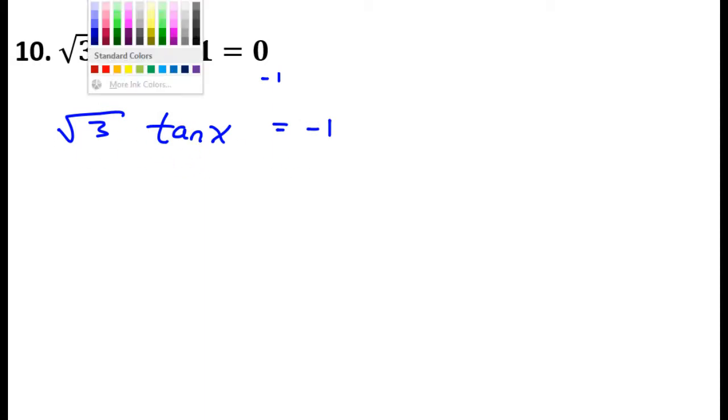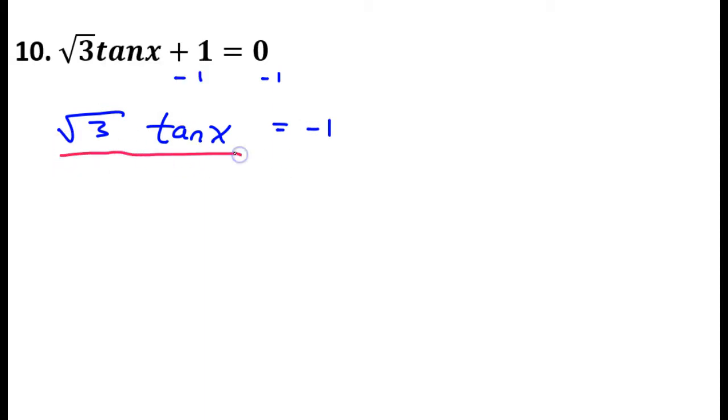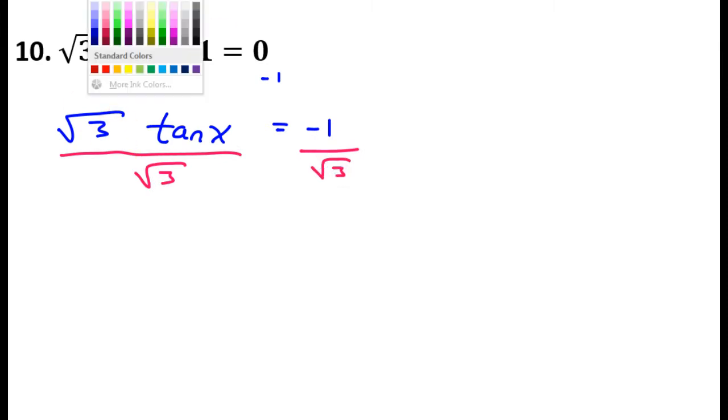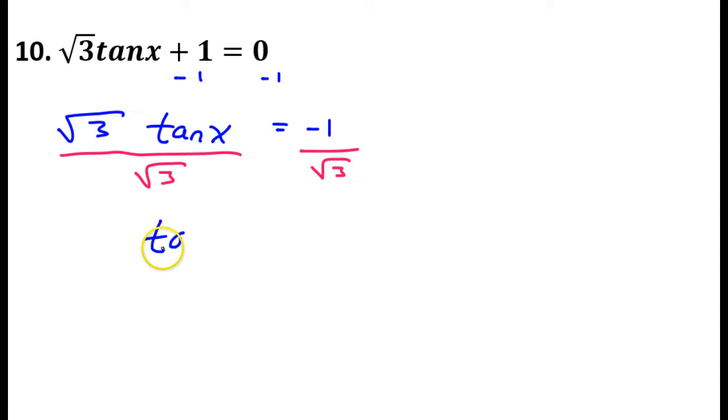To get tangent by itself, we will divide both sides by radical 3 here. So those cancel out. And now we have tangent x equals -1 over radical 3. So the question is, if you take the tangent of what angle, will you get -1 over radical 3? Focus on the 1 over radical 3 part.